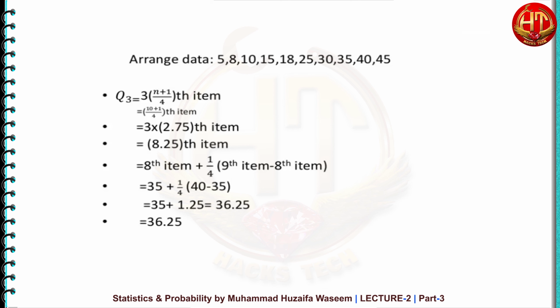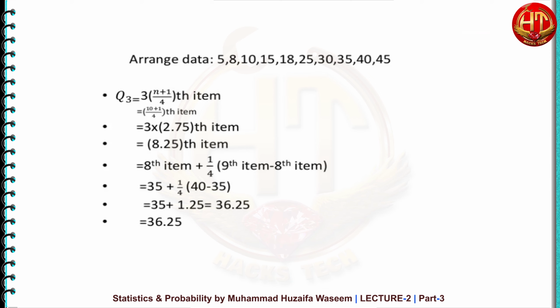8th value plus 0.25, which is equal to 1 by 4. Okay, 1 by 4 is equal to 0.25. Then the ninth value minus the 8th value. What is your ninth value? It is 40. What is your 8th value? It is 35. Then 40 minus 35, multiplied by 1 by 4, is equal to 1.25.